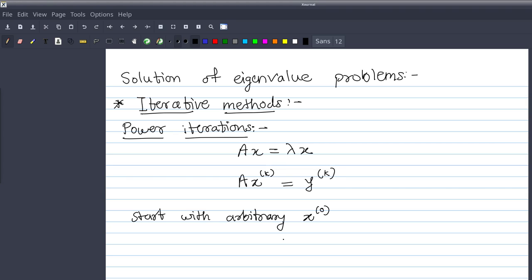So start with any arbitrary x0, and then the iteration goes like this: A x0 = y0. This is our first iteration. Now from this, how will I get eigenvalues and eigenvector? What I will do is normalize this y0. y0 is a vector, and it will be normalized by its infinity norm. I will tell you what it means.